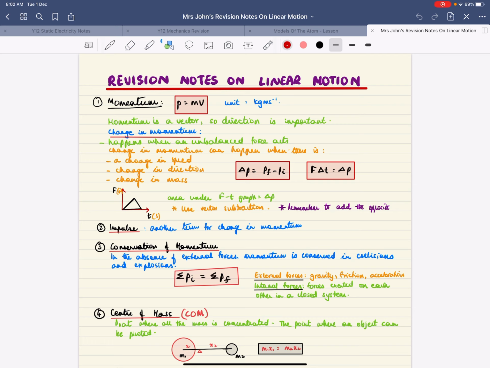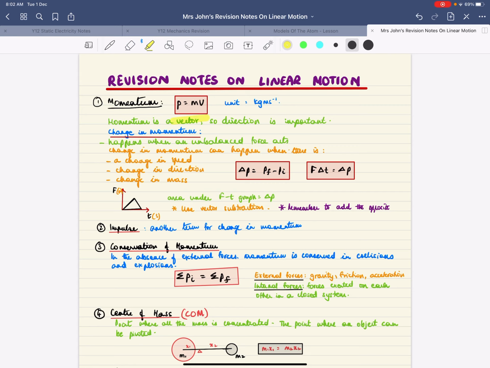Okay. So this is a revision lesson with quick brief notes for linear motion, which you can finish looking at in about 5 minutes. So we start off with momentum, and momentum is to do with motion. The unit is kilogram meters per second. Just remember that momentum is a vector, and so direction is important.